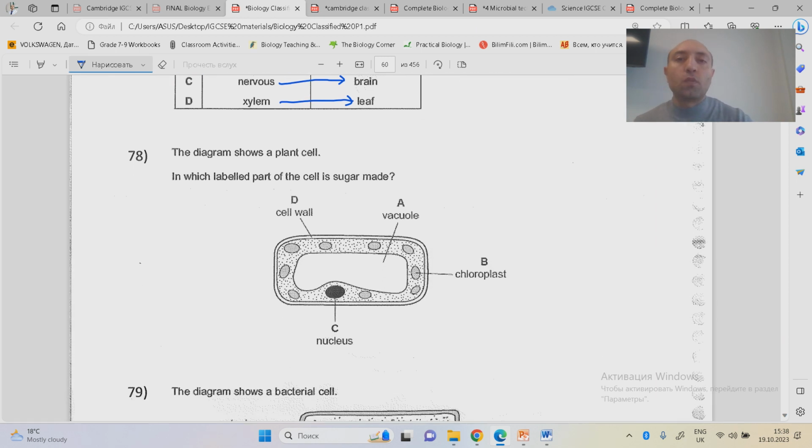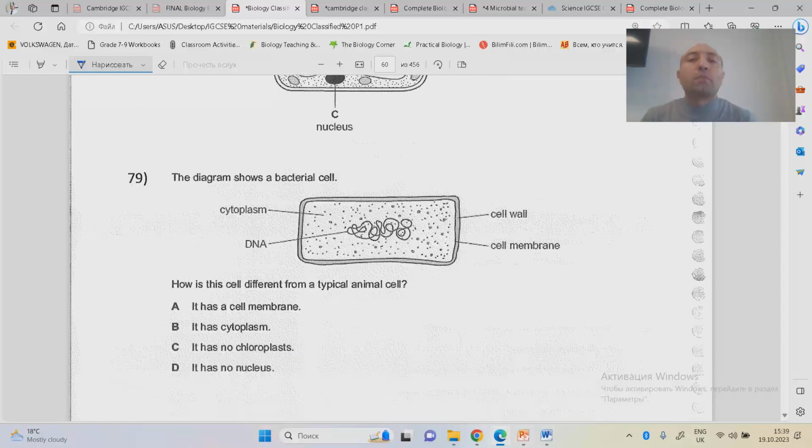In which labeled part of the cell is sugar made? Sugar is made by chloroplast, which is B in this question. The diagram shows a bacterial cell. How is this cell different from a typical animal cell? So you must know that in a typical animal cell, it is different. So it has no nucleus, as answer is D. Because we know that animal cells have a nucleus where DNA is located. But in here you can see that their DNA is free in the cytoplasm.